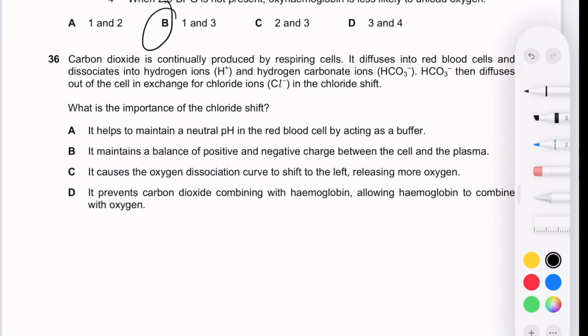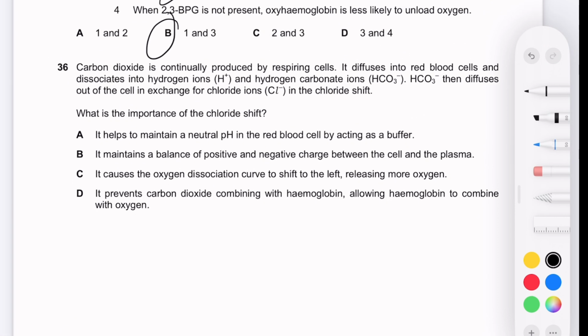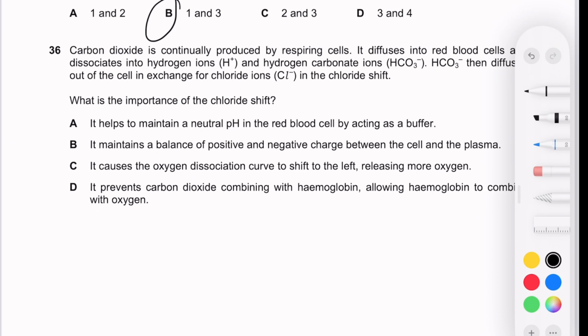It diffuses into our blood cells and dissociates into hydrogen ions and hydrogen carbonate ions, and hydrogen carbonate then diffuses out of cells in exchange for chloride ions in the chloride shift. So what's the importance of chloride shift? It helps to maintain a neutral pH. That's not the point. It maintains a balance of positive and negative charge between the cells and plasma. That is exactly the point.